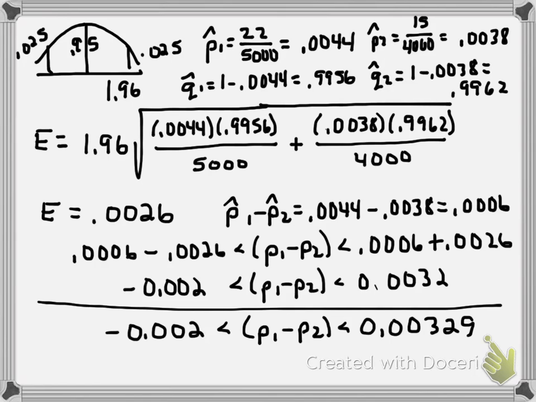Just a couple more questions. Based on the results, does there appear to be a difference between the two rates of lost baggage? Why or why not? Well, since the interval contains 0, there does not appear to be a significant difference.